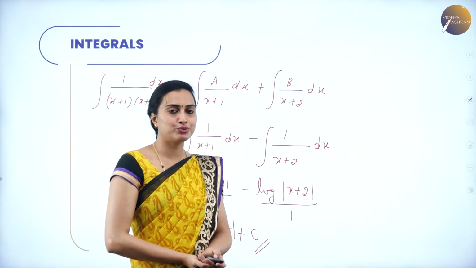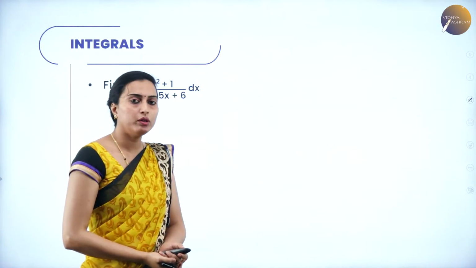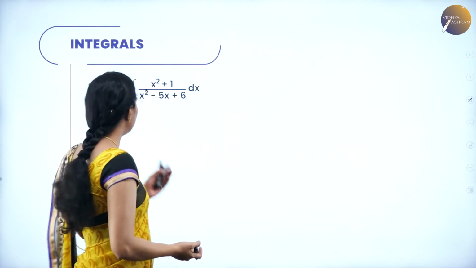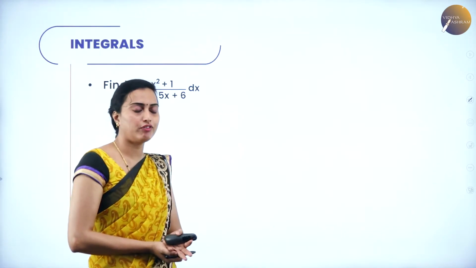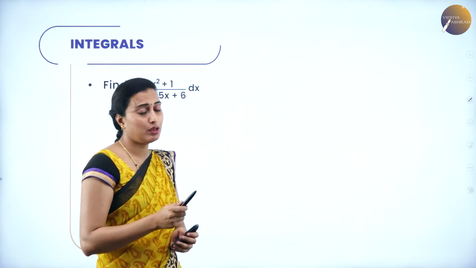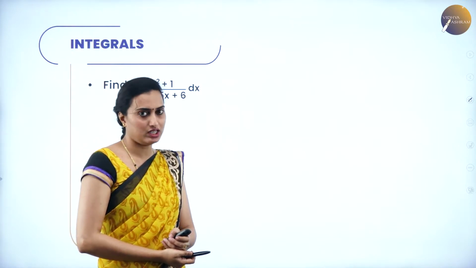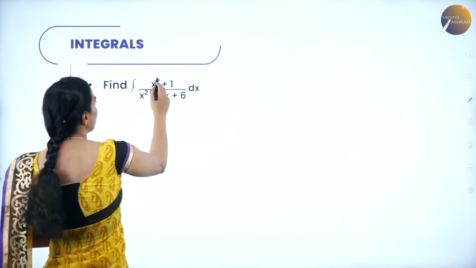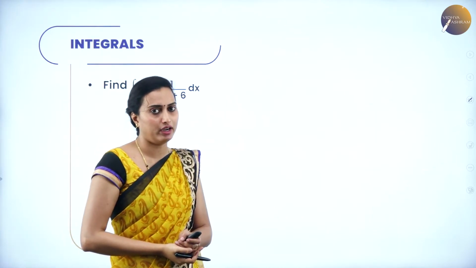I hope you understood how to solve the problems by partial fractions. Now we'll be moving on to the next problem. What they've asked: integral of x squared plus 1 divided by x squared minus 5x plus 6 into dx. Dear students, you cannot see in the table a case where both numerator and denominator are of the same degree. Here also you have degree 2 in both numerator and denominator.